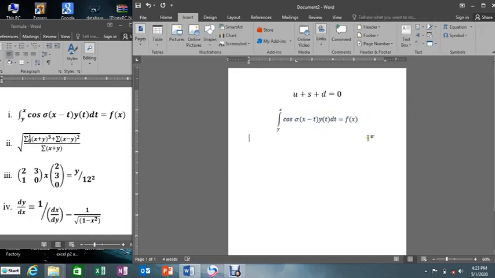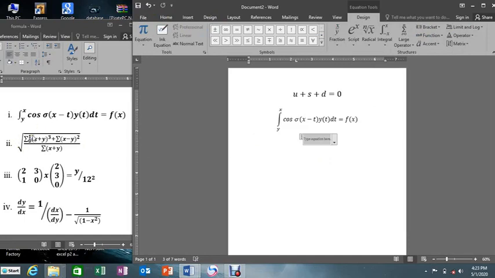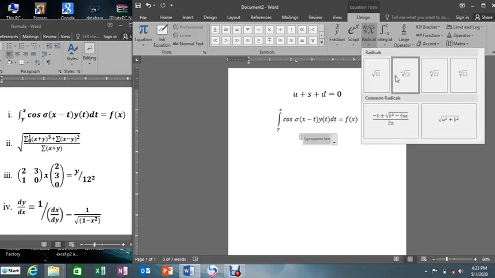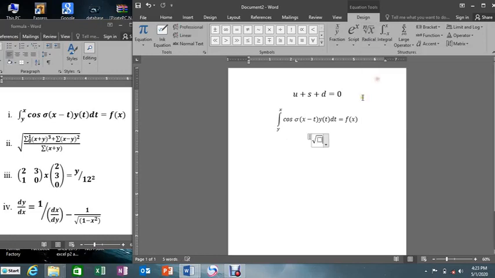Then we come to another one. They want us to put this. So what we shall do, we come to insert, we come to equations, then we again insert a new equation. Then we look for this. We have the square root. We'll look for that. It is going to be a ratio. Then you look for it. Is it having a power? No, I think we are using the first.